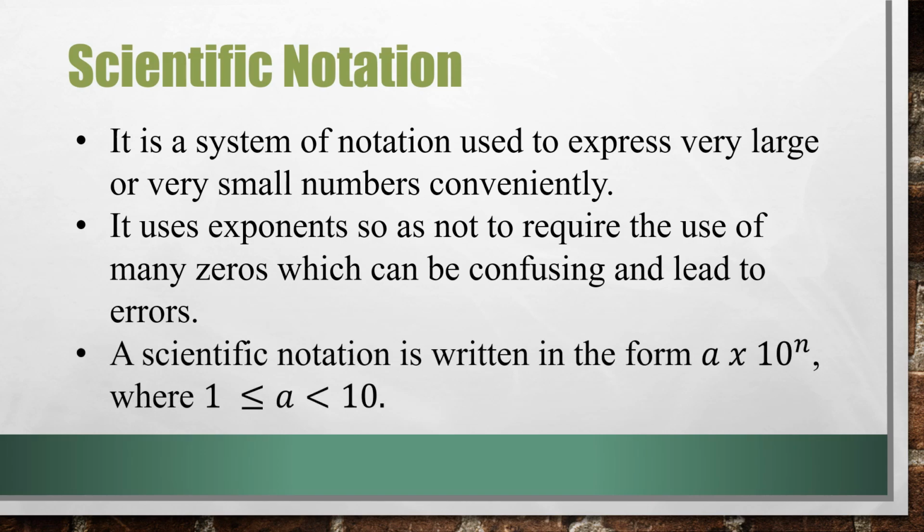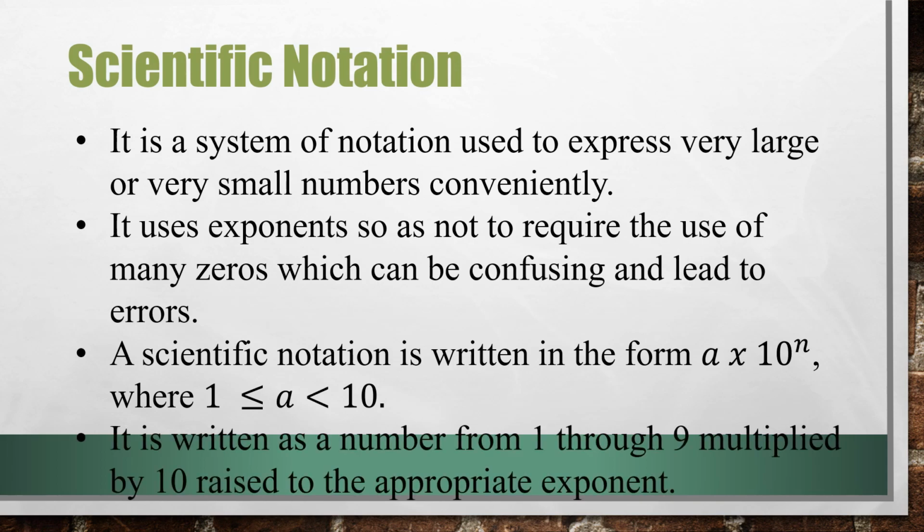Next, a scientific notation is written in the form of a times 10 raised to n, where a is greater than or equal to 1 but less than 10. So let us see how we are going to know the appropriate exponent in expressing numbers using scientific notation. It is written as a number from 1 through 9 multiplied by 10 raised to the appropriate exponent.